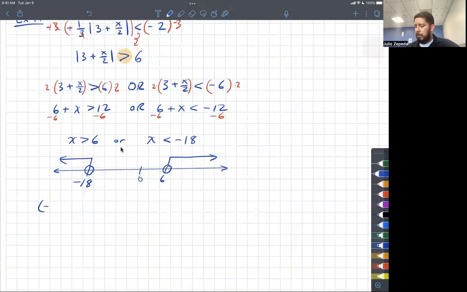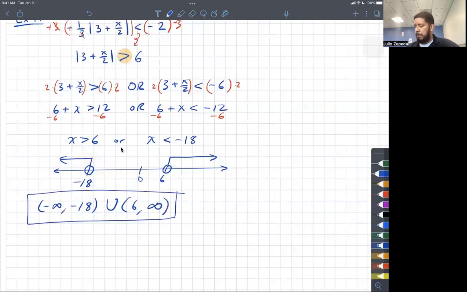Our interval notation looks like this: negative infinity up to negative 18, union, which takes the place of the or, 6 to infinity. And this is our solution set.